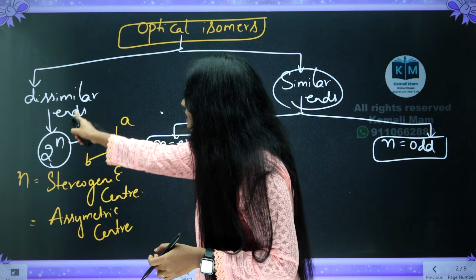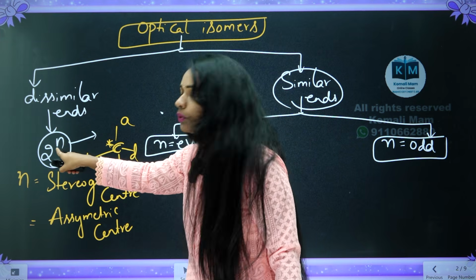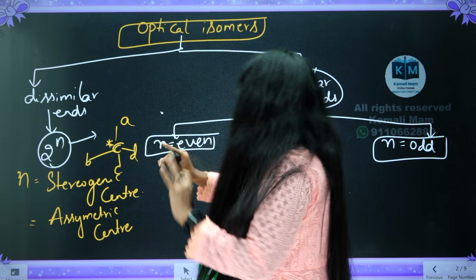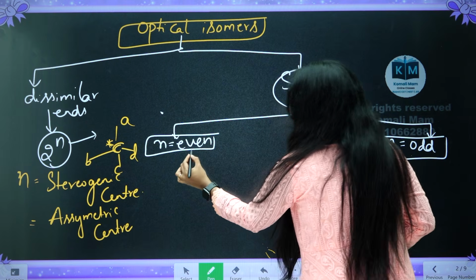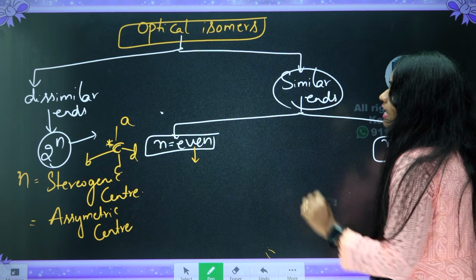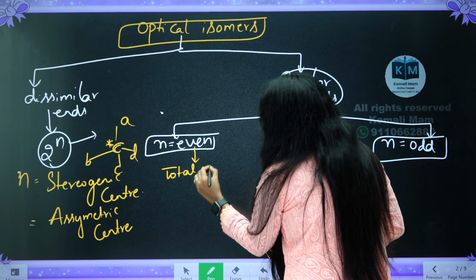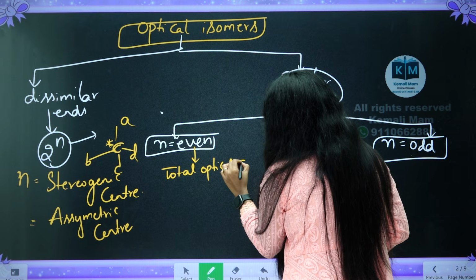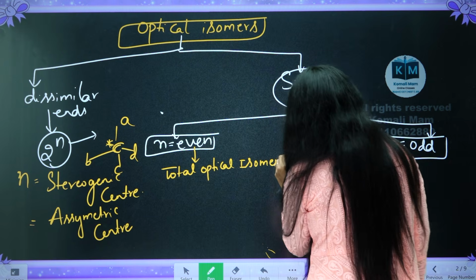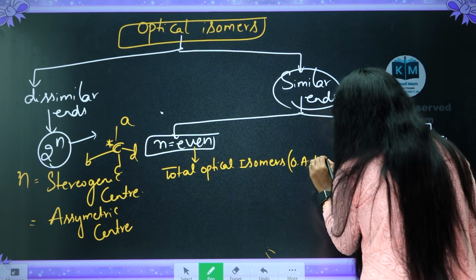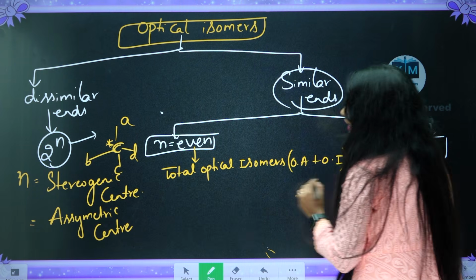If it is a dissimilar case, directly count how many such chiral carbons there are, substitute in the formula 2 to the power of n and find it out. If it is similar ends, then check whether n is even or odd. If n is an even number, then the formula to find the total optical isomers, the meaning of total optical isomers being both optically active plus optically inactive. Is it clear?